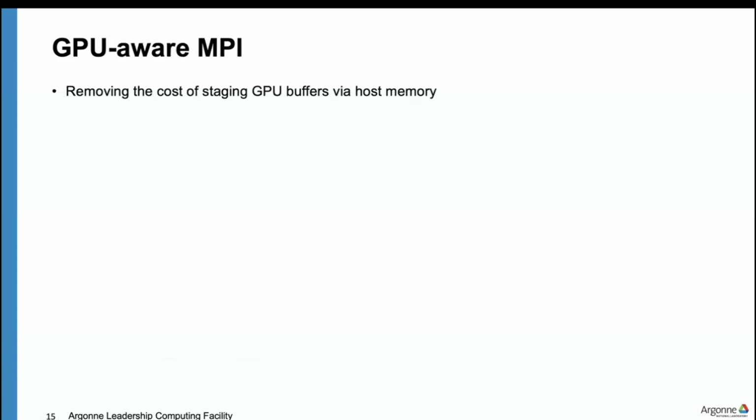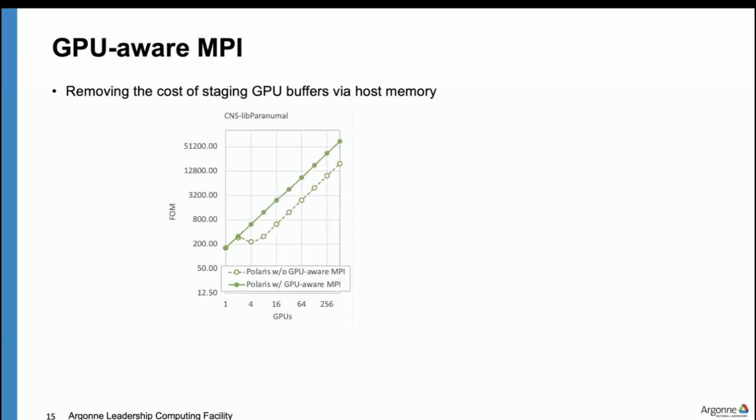Another part is using GPU-aware MPI. This is a good way to remove the cost of staging GPU buffers in host memory. In the CNS case on Polaris, with GPU-aware MPI, you can see the solid line. But without GPU-aware MPI, even a single-node case with four GPUs loses some performance, because in this case the performance bottleneck is using the GPU buffer in host memory. So by using GPU-aware MPI, we could get better performance in the Polaris case.